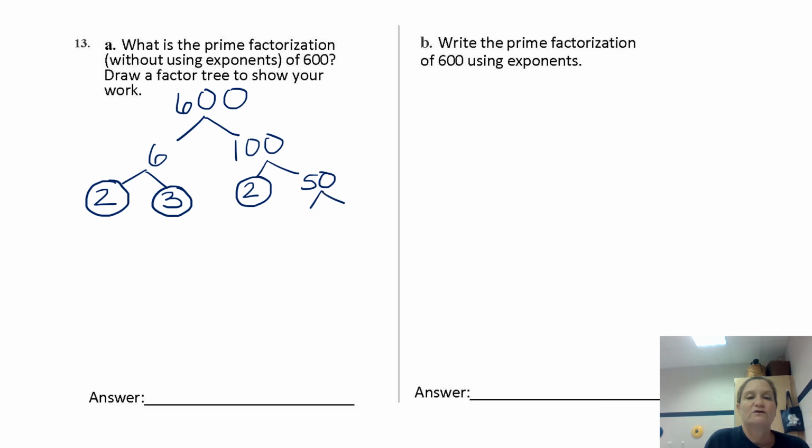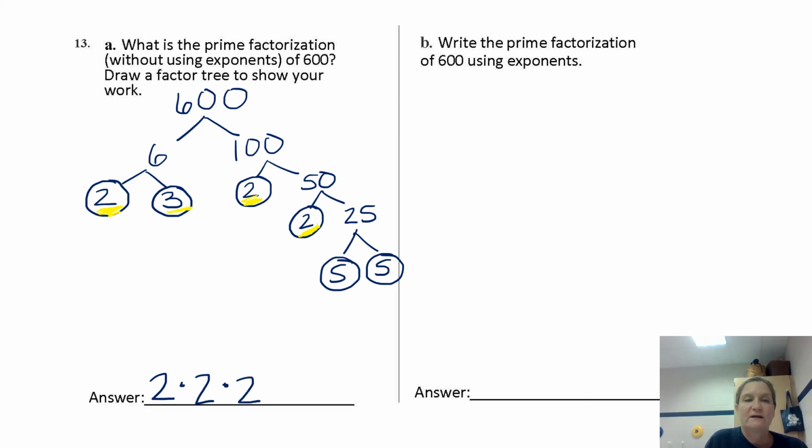And then I can do 2 times 25. And then I can do 5 times 5. Again, I like to write my prime factors in order from least to greatest. So I have 1, 2, 3 number 2s. Okay, I have a 3. And then I have 2 5s.